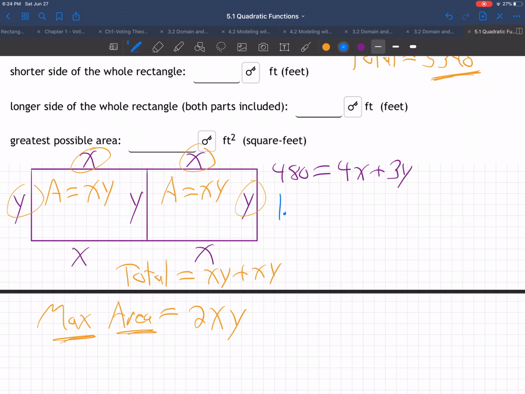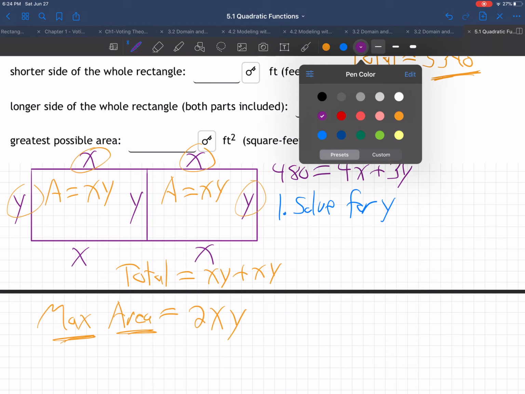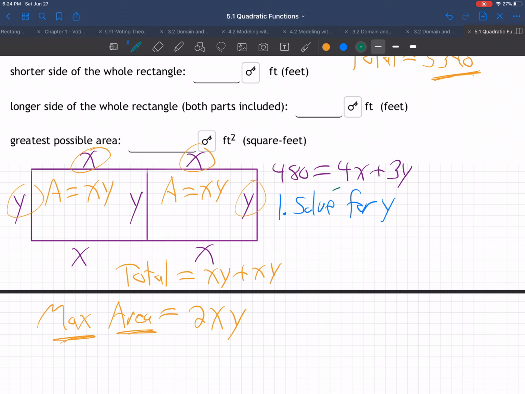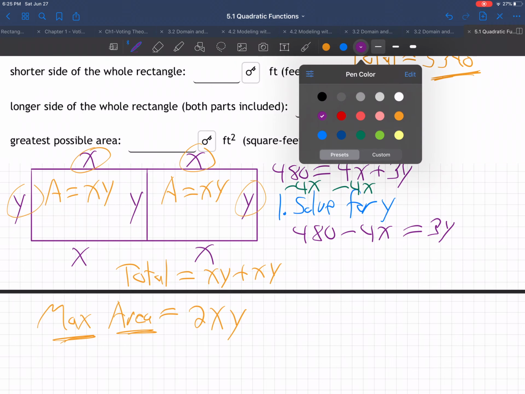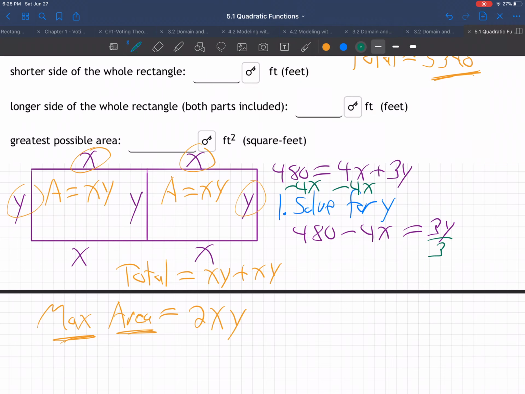Step one, solve for y, and we're going to plug it into the other one. So solve this equation for y. If we subtract 4x from both sides, we will get 480 minus 4x is 3y. And then we divide through by 3. We will get 160 minus 4/3 x is y. These cancel. So we got y alone.